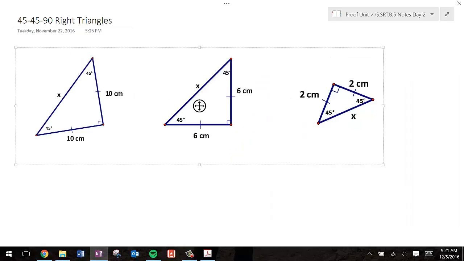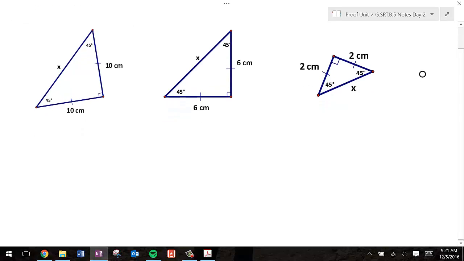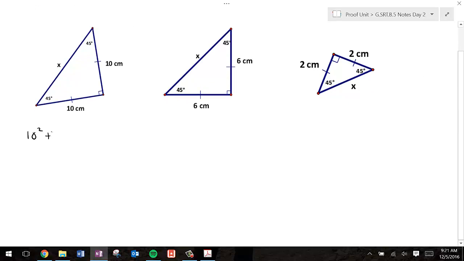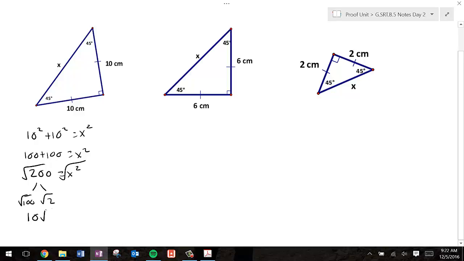So let's take a look at a couple, and let's just solve these right triangles in the best way we know how, which is Pythagorean theorem right now. Okay, so for my first one here, it's going to be 10 squared plus 10 squared equals x squared. And I end up with 100 plus 100 equals x squared. So I've got 200 equals x squared. And when I take the square root of that, square root 200 can be broken into square root of 100 and square root of 2. So I end up with 10 square root 2 for x.